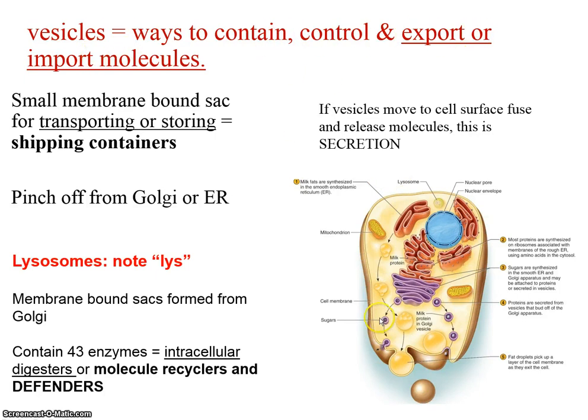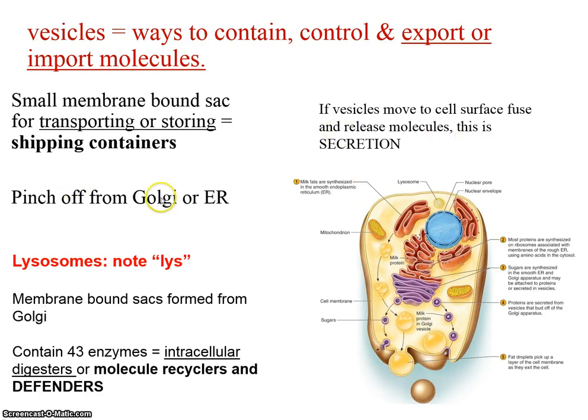Okay, so I've mentioned this word a couple times, so it's a very generic word. I usually call them shipping containers, right, as I said here? And they transport or store, so they can stay inside the cell. So lysosomes and peroxisomes are actually a type of vesicle that stayed within the cell. But if they move to the cell surface, they can fuse, as we see here in this cartoon, and release their molecules. And we call this whole process secretion.